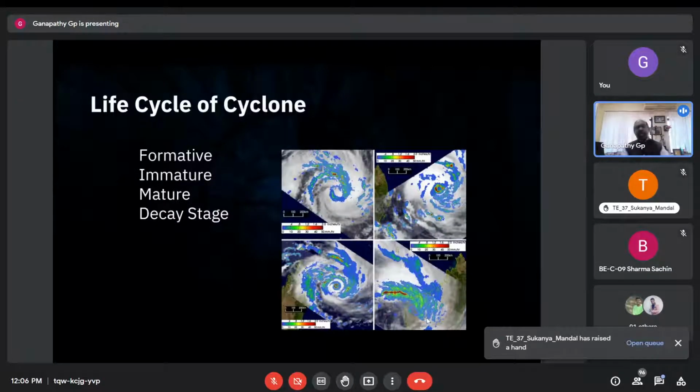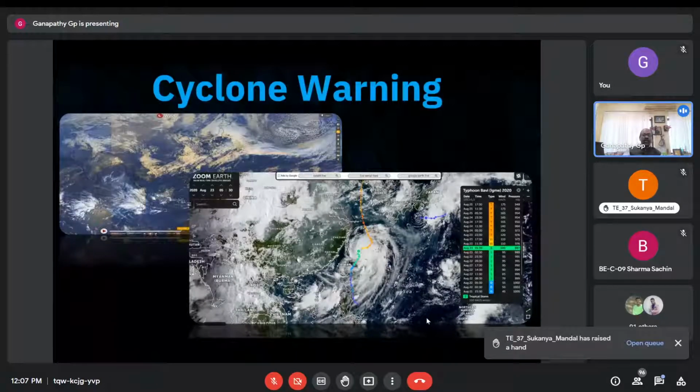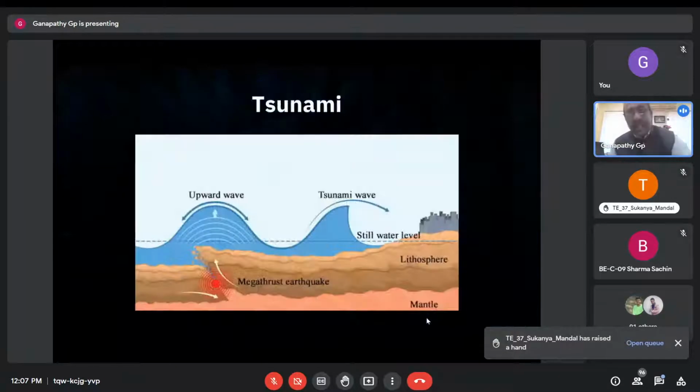This is the life cycle of the cyclone: formative, immature, mature, and decay stage. Formative is the initial stage. Immature, when the cyclone has started, you'll get rain. Mature stage, you'll have heavy rain. And in the decay stage, slowly the rain will decrease. And we have cyclone warning systems available. If you go to Zoom Earth, you can find it out. You can track the cyclone, how and when it is moving, what time it is moving, how much the pressure is. Everything you can monitor online nowadays. All this information is available on the internet.